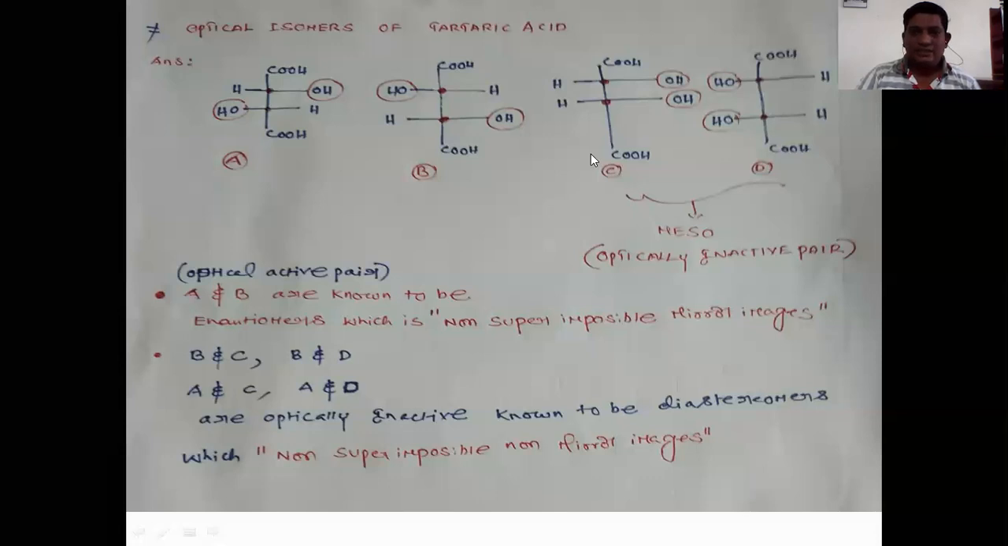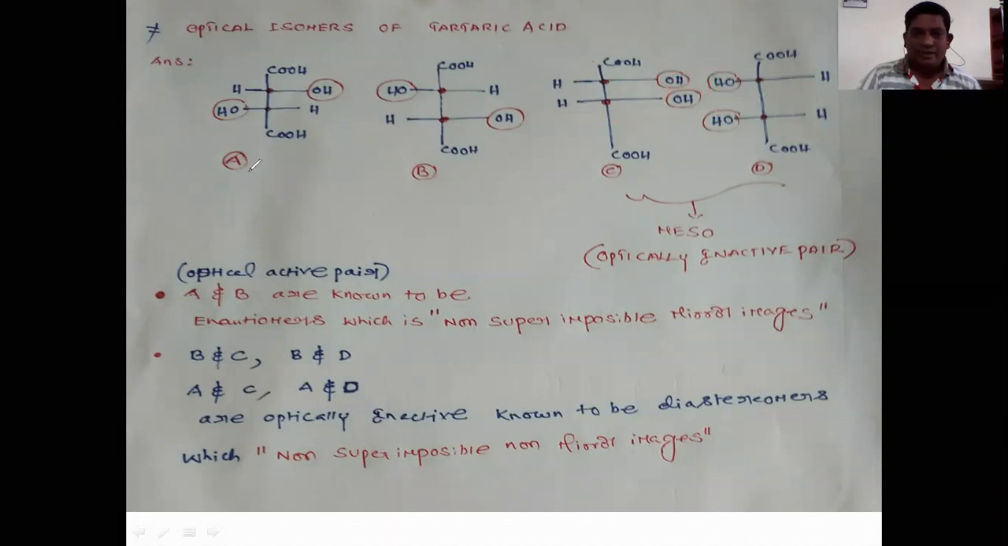Now see here, OH on the right hand side and here OH on the left hand side. When we are discussing A and B, both are known to be mirror images. Next one here: OH on the right hand side, OH on the right hand side, OH on the left hand side, OH on the left hand side. And these two isomers are mirror images.